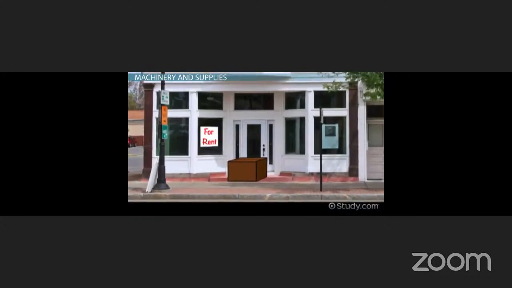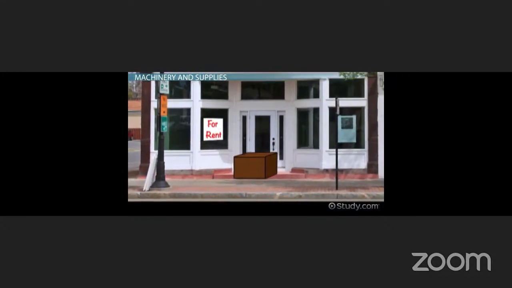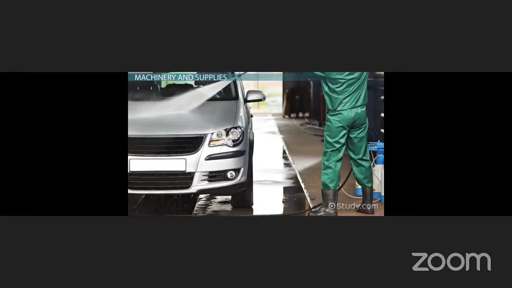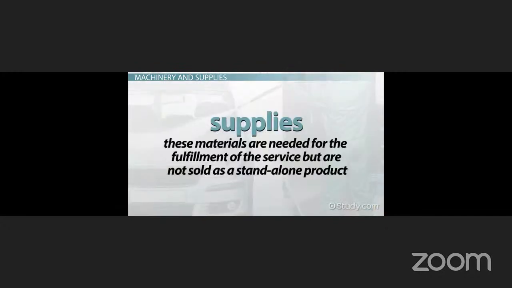Even if a company provides a service, there are likely some form of supply materials that are needed. For instance, if you own a full-service car wash, your services require soap, cloths, and towels. These materials are needed for the fulfillment of the service, but are not sold as a standalone product.